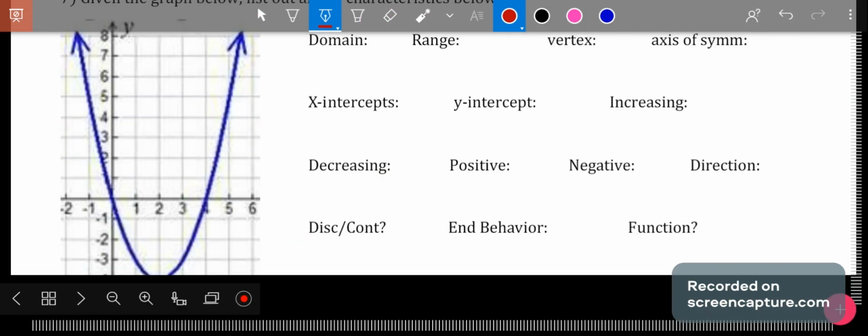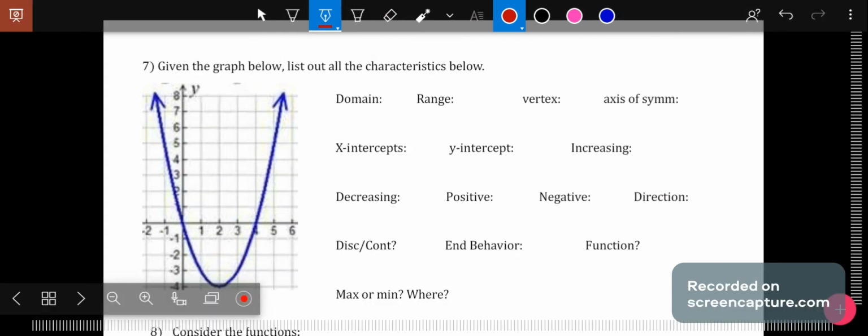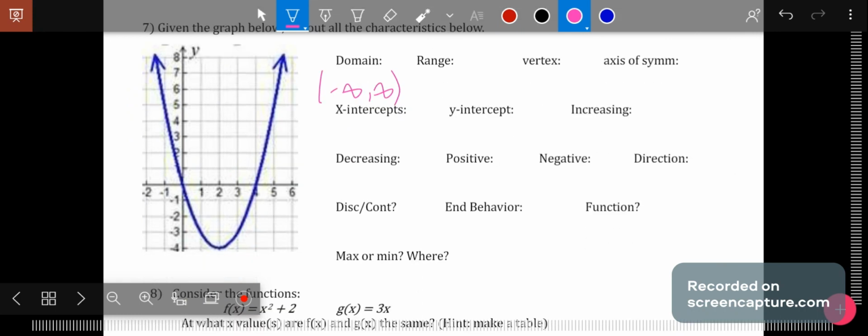Moving to the next page, they are asking me to list all the characteristics of this quadratic. Remember, domain is always -infinity to infinity. The range, what is the lowest y value on the graph, will be -4 up to infinity. The vertex is right here at 2, -4. Our axis of symmetry is always the x value of the vertex, so x equals 2. We have two x-intercepts, coordinate pairs 0, 0, and 4, 0.